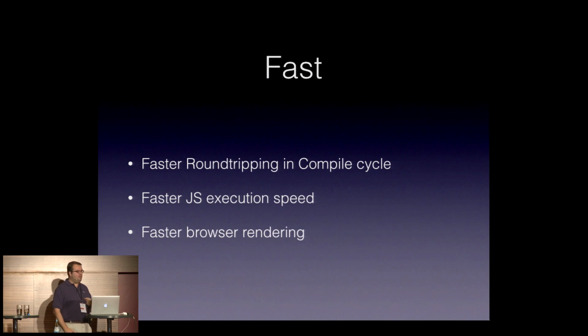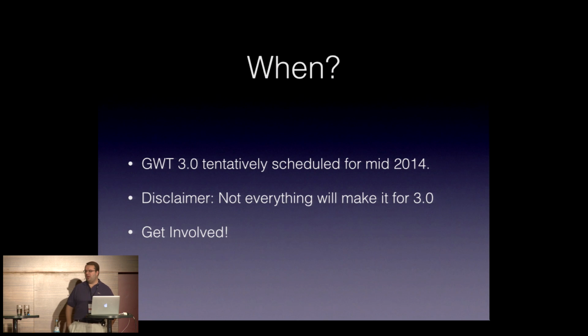Okay, so overall, fast. We're trying to increase the speed of round tripping in your compile cycle. We're trying to increase the JavaScript execution speed, and we're trying to look at making the browser render a lot faster and avoid jank. So the final question you might have is, when is all this going to happen?